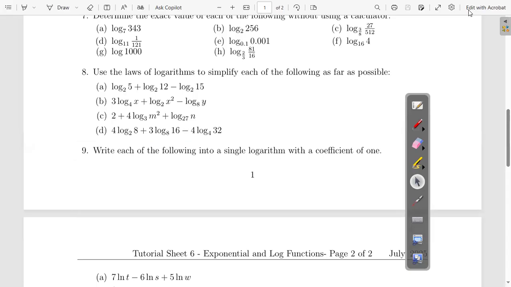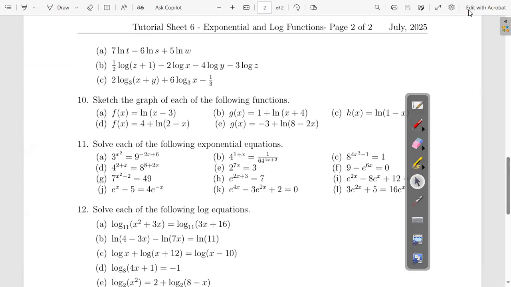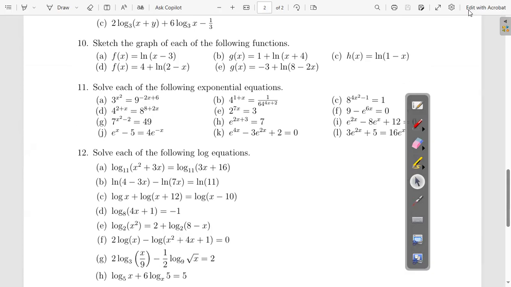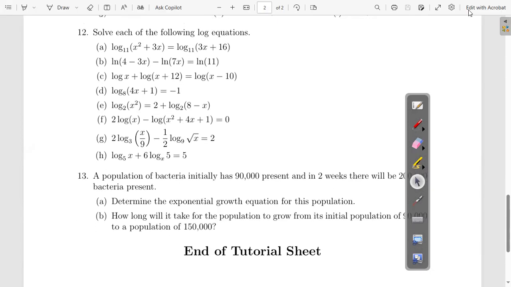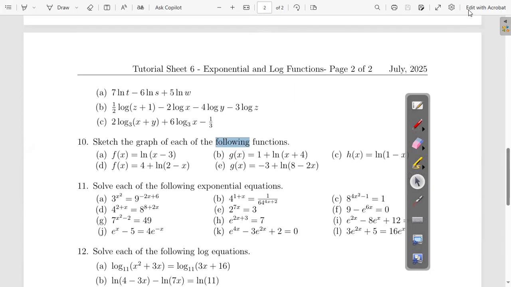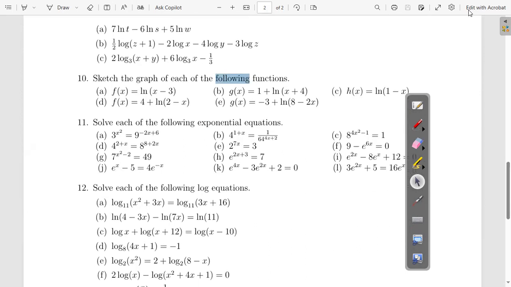So the question 8, we solved. Question 9, sketching, we did. Question 11, this one here, these are exponential equations. We also did question 12. So all the questions here I explained, and that was the end of the tutorial sheet there. So if you have any questions on the videos that I'm going to share on the other questions, please feel free to reach out to me. Do you have any other questions before I end the class?